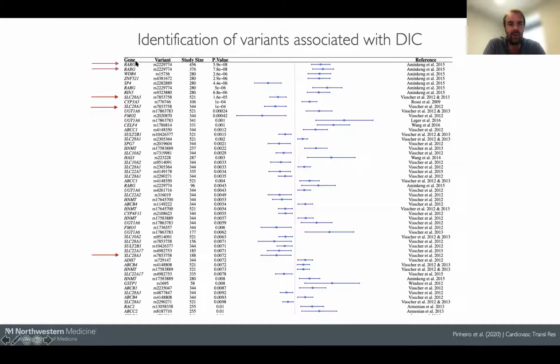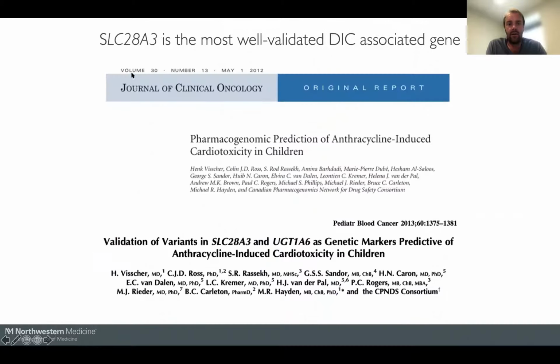But for us, we were interested in the most associated variant. So that's one in RARG. And then the second variant in SLC28A3, which is still very highly associated, but importantly, the only variant that's ever been replicated. And by that, I mean, it's come up in 2 different studies. Everything else usually only comes up in 1 study. So we started off looking at this gene RARG.